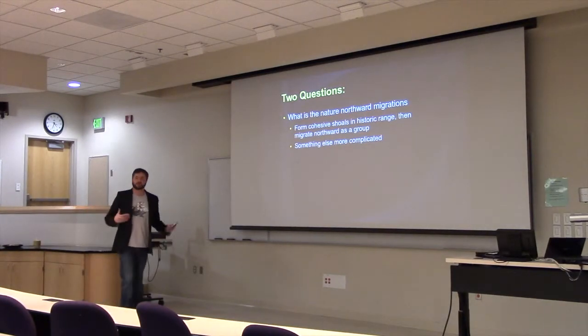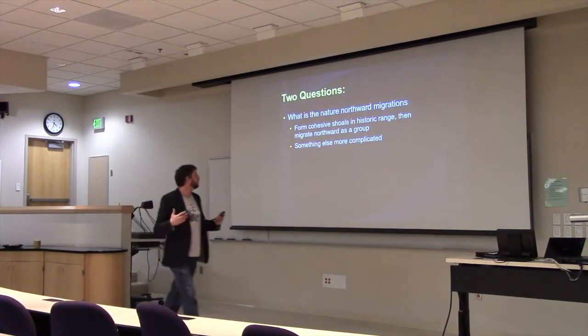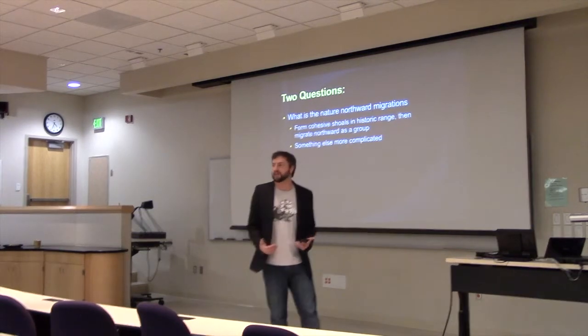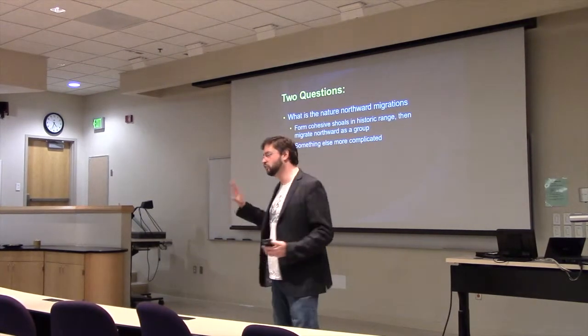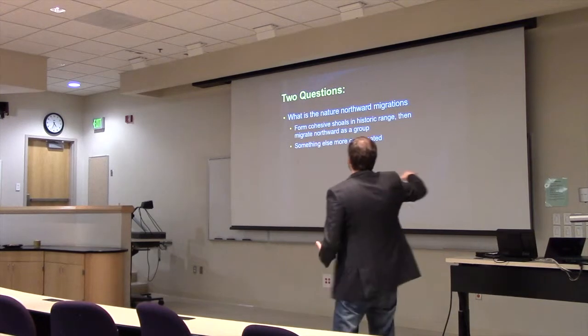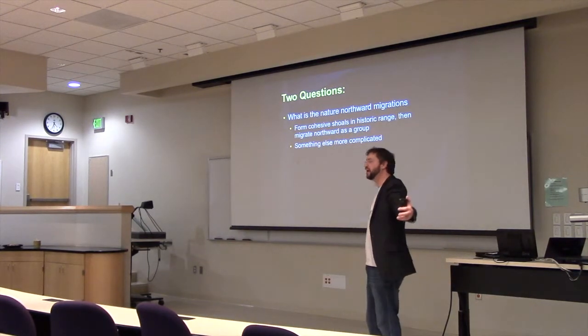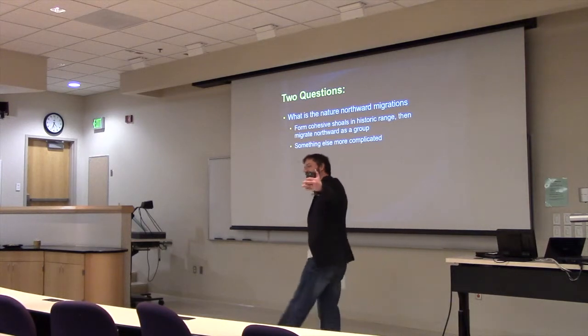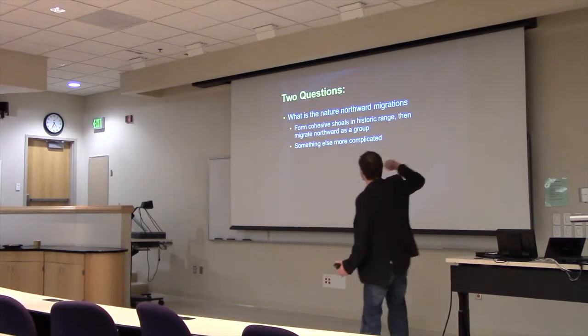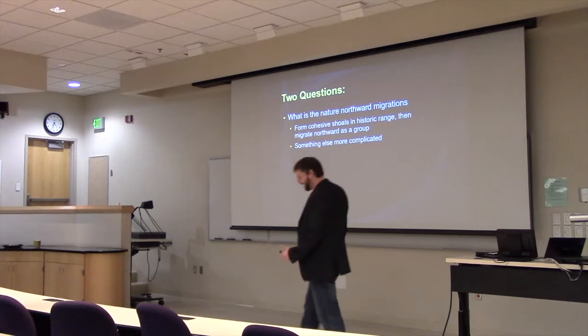with all that background, the question I was really interested in is, what's the nature of these northward migrations of these squid? Is that really what's happening? Do they form these cohesive shoals down their historic range like we've all kind of thought, and then just move up together like a big happy family, and then move back down, or is there something more complicated happening?